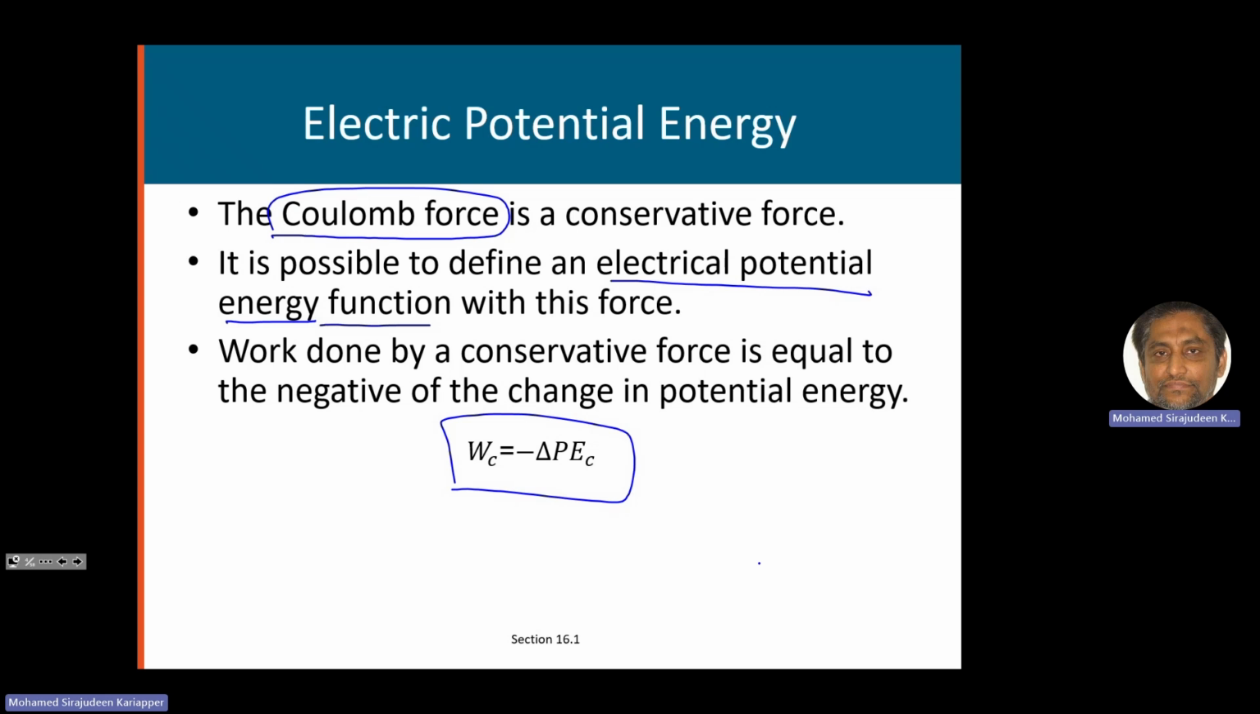We say the work done by any conservative force, electric force is an example of a conservative force, is equal to the negative of the change in the potential energy. So this is how we define the potential energy in terms of the work done. We can put it the other way around: the change in the potential energy for the electric force is equal to the negative of the work done by the electric force. This is how we define the potential energy for any conservative force, and electric force is a conservative force, so we can do that.